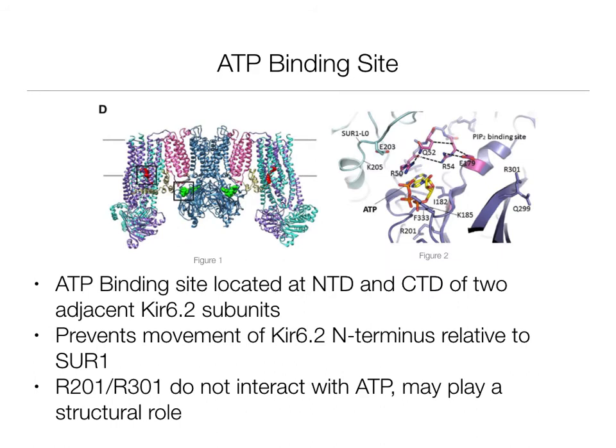The model confirmed previous findings that the ATP binding site was located at the interface of the N-terminal domain and C-terminal domain of adjacent KIR6.2 subunits, appearing in green in Figure 1. It was postulated based on this location that the mechanism by which ATP prevents the efflux of potassium ions through the channel involves prevention of movement of the KIR6.2 N-terminus relative to the SUR1 subunit, which is believed to be necessary for potassium ions to pass through the channel.